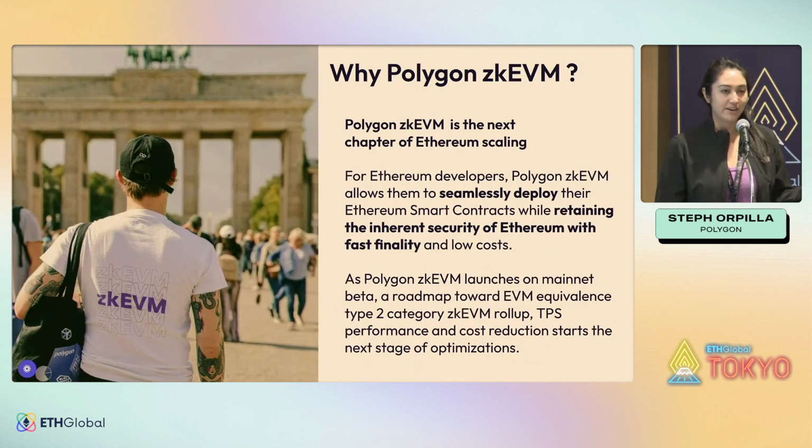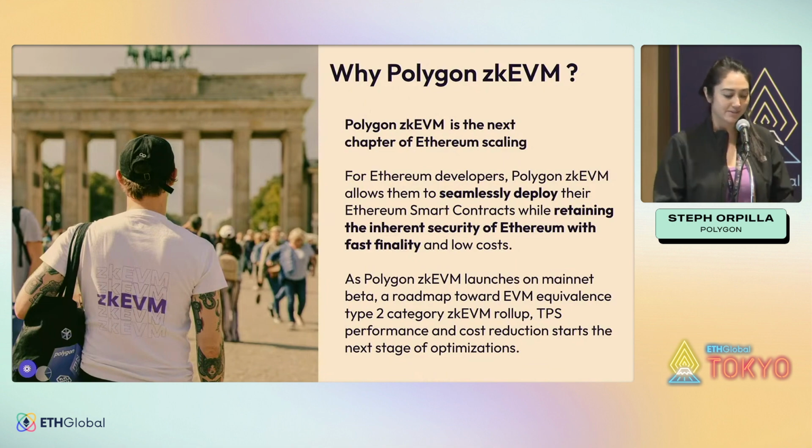Why Polygon zkEVM? We think it's the next chapter of Ethereum scaling. It's exciting for developers because you can use all the same tools and technologies you're already used to, whether that's building with Hardhat or Remix or Foundry. They all work out of the box. You can use Solidity the same way you would for Polygon POS or Ethereum, and it just works pretty seamlessly. The only thing that I have to call out is that we don't support 4 precompile opcodes. So if you're building something with those, they aren't supported, but for the most part, everything should work seamlessly.